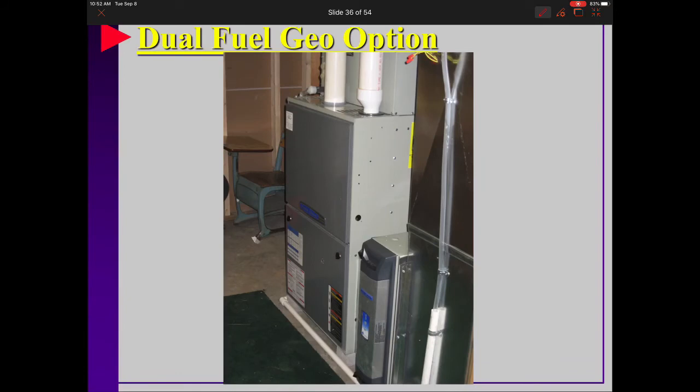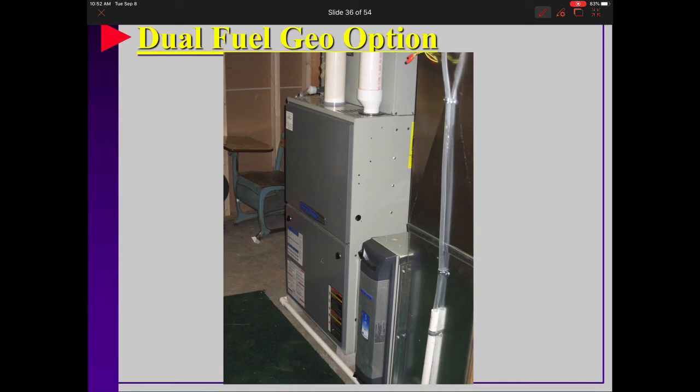In this example, in a dual fuel geo system option, where that split system was, it makes a lot of sense where a person could use a fossil fuel furnace, and as soon as the geo system doesn't have the capacity anymore, we switch it over just like we would in any air source. The only difference is that it's one or the other. That's primarily the main thing.